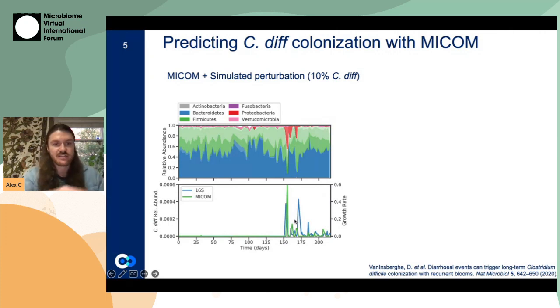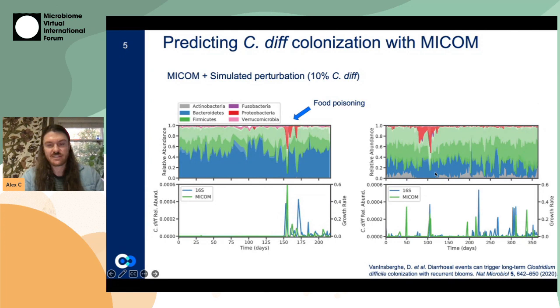Now, when we take the same data and apply our modeling technique, called MICOM, we see that the predicted growth rate for C. diff in these samples mirrors that of the relative abundance. While it's not quantitatively exactly overlapping, you do see a very similar trend in that prior to this diarrheal event, it's not predicted to be able to invade, and then following that event, you see the individual become susceptible.